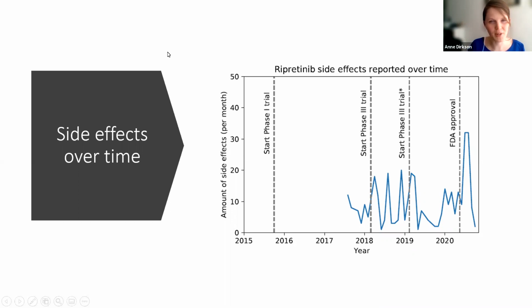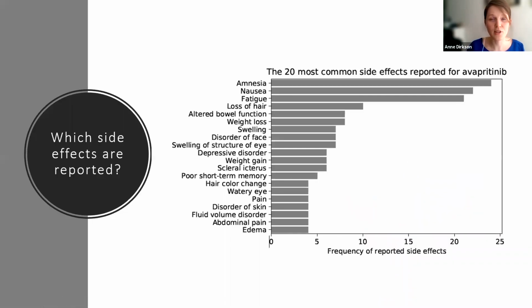Right? Something else that we can do with this data is look at which side effects are being reported. Here you can see a graph of the 20 most prevalent side effects for avapritinib, formerly Blue 285. And you see here the top 5 are amnesia, nausea, fatigue, loss of hair, and altered bowel function, which is an umbrella term for things such as diarrhea and constipation.